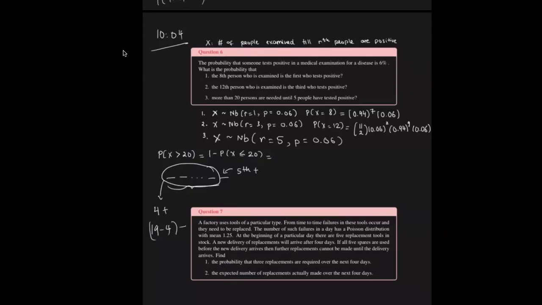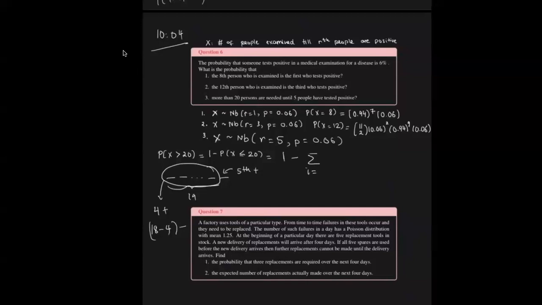So it can be applied for 19. If we have to examine 19 people until the 5th positive, then in the first 18, we need 4 positive and 18 minus 4 negative. And we realize that in order to get 5 positive, at least we have to examine 5 people. If we examine less than 5 people, we cannot have 5 people tested positive.